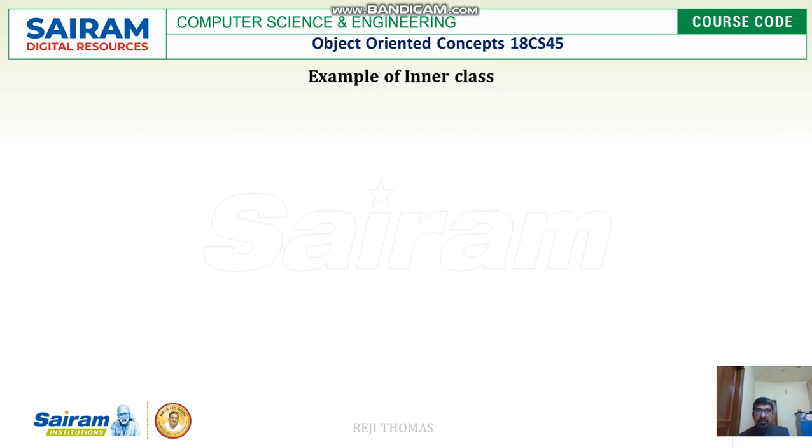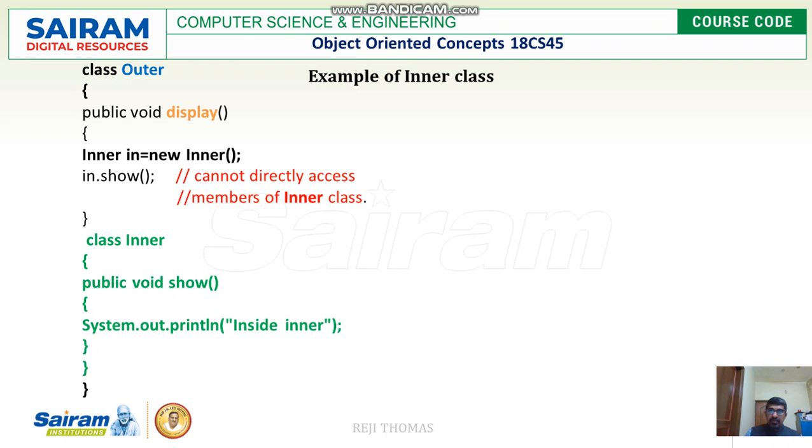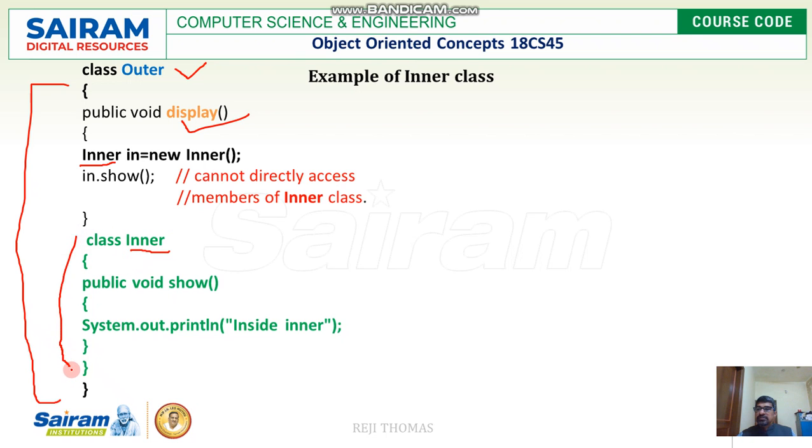So let us see the first class called inner class, where you can find a class called outer. This stands for the outer class, where it starts here and ends here. It has a single method called display. Inside the display method, we have created an object of the class called inner. What is this inner? This inner is nothing but your inner class. So we have two classes, outer and inner.